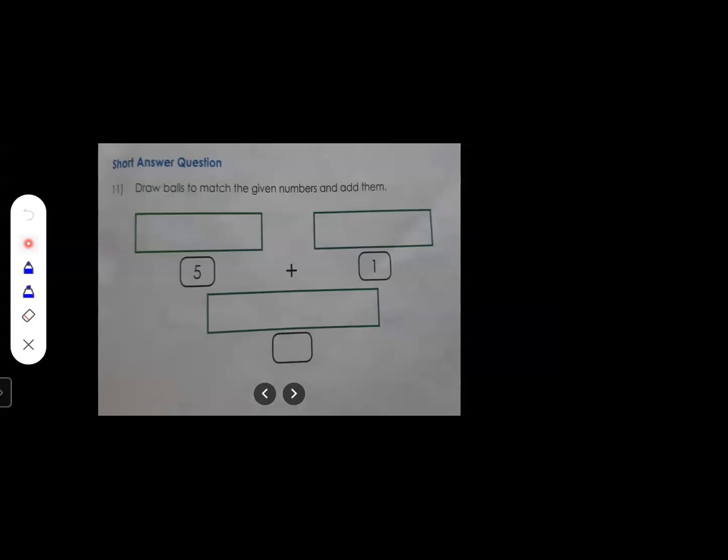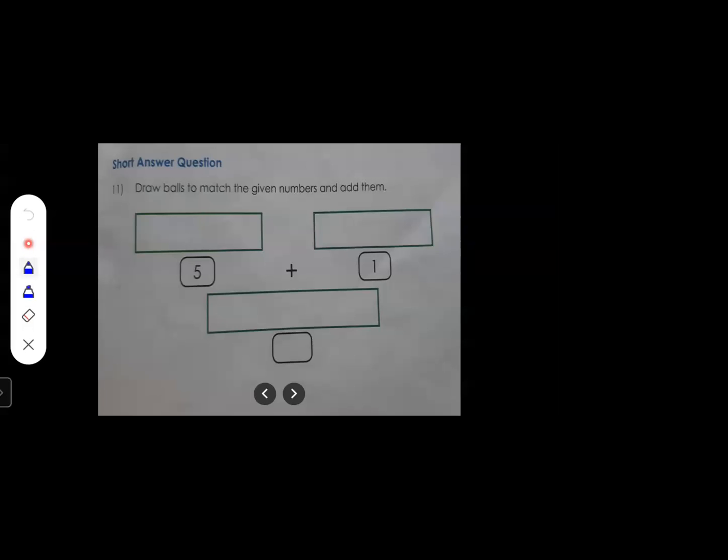Now let's move to the further. What is given over here? Draw balls to match the given numbers and add them. So what we have to do? We have to draw the balls to the given numbers. So here the numbers are given already. We are going to draw the balls and then we are going to add it. Okay. So let's draw it.